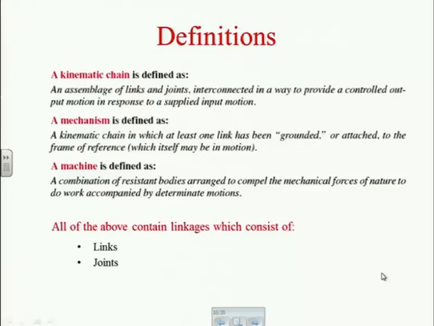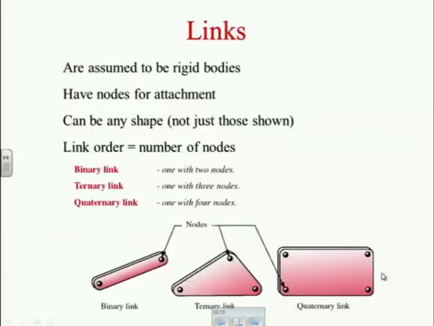And all of the above examples contain links and joints, which we'll now define in somewhat more detail. For our purposes in kinematics, we're going to assume that everything is rigid, that we cannot deflect them because we're ignoring forces. And that's one of the handy benefits of dividing dynamics into two pieces, kinematics and kinetics. In kinetics, we have to worry about the other stuff too.